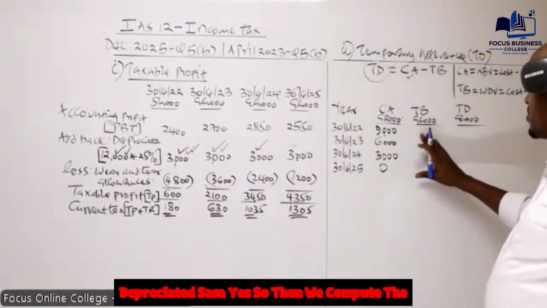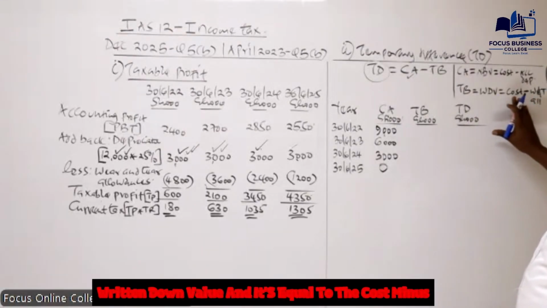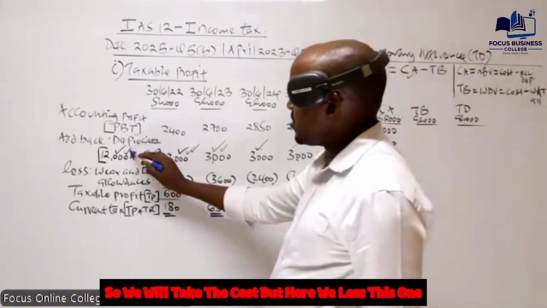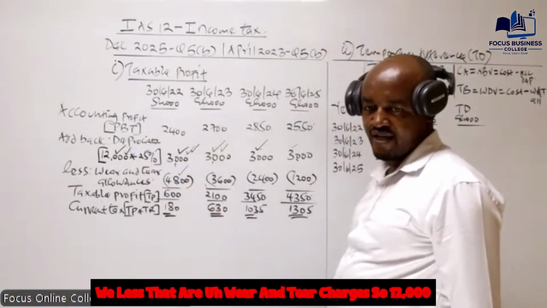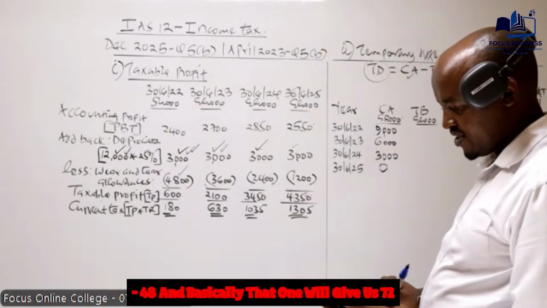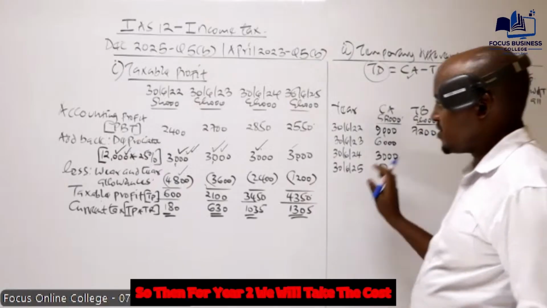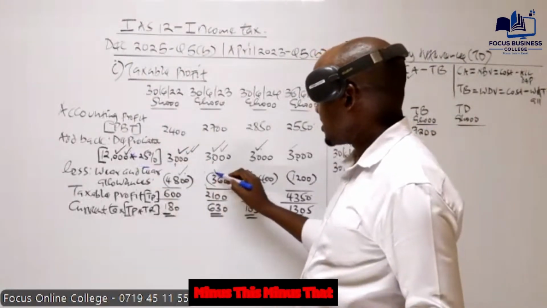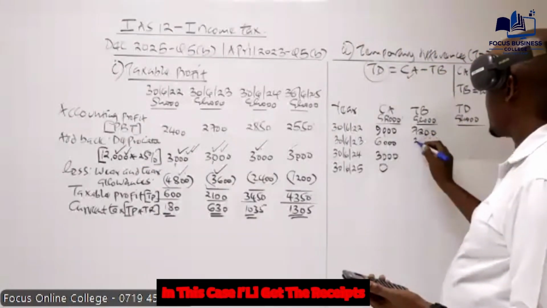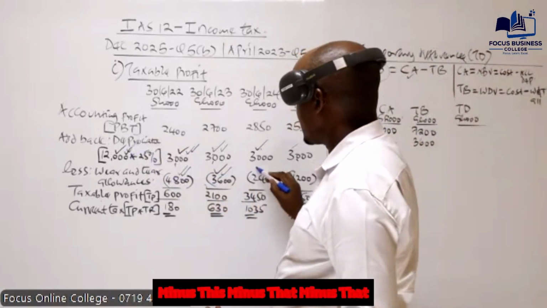Then we compute the tax base, which is the written down value, and it's equal to the cost minus the wear and tear charges. So we take the cost, but here we less the wear and tear charges. So 12,000 minus 48, and basically that will give us 72. Then for year 2, we take the cost minus this, minus that, and in this case, I'll get 36. In year 3, I'll take the cost minus this, minus that, minus that.